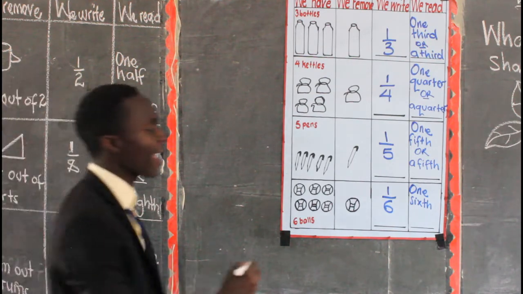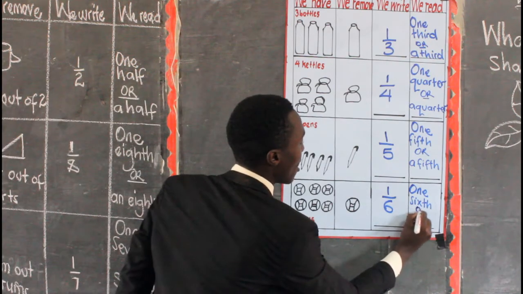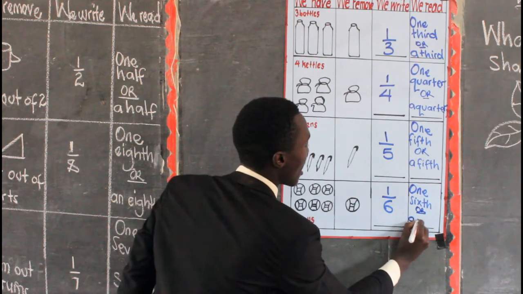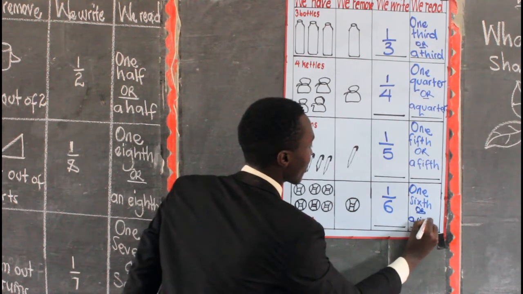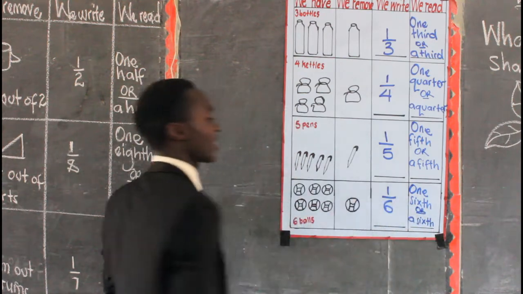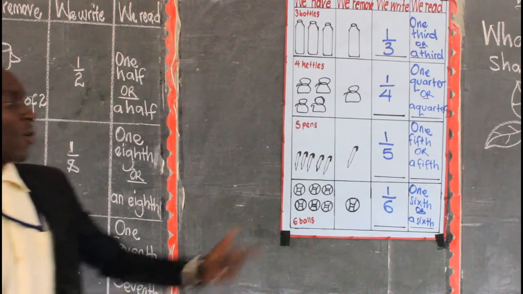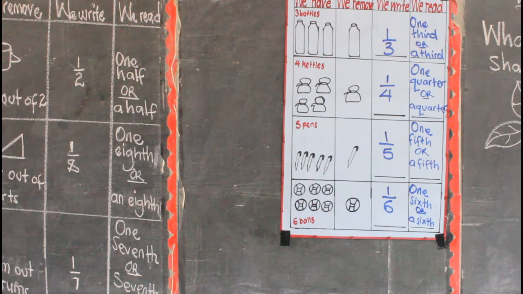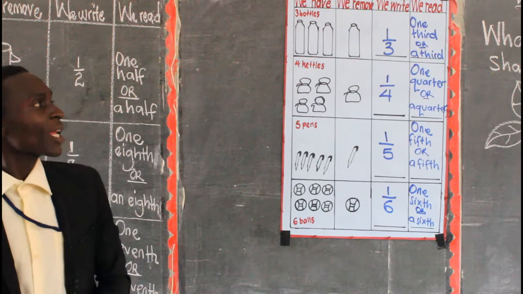Or another way of saying it, you can say a sixth. That's how we can read it, 1/6 or a sixth. So that's how we can say it out. Thank you very much for paying attention here.